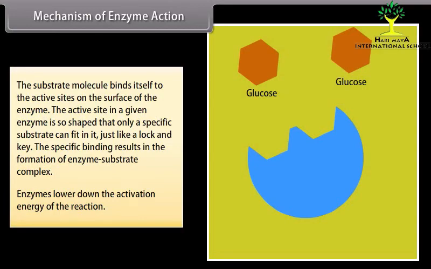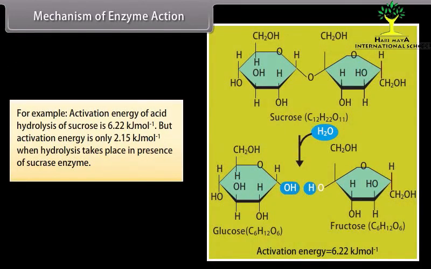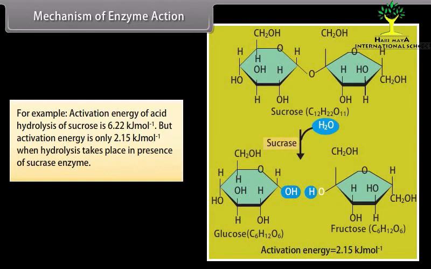Enzymes lower the activation energy of the reaction. For example, the activation energy of acid hydrolysis of sucrose is 6.22 kJ per mole, but the activation energy is only 2.15 kJ per mole when hydrolysis takes place in the presence of sucrase enzyme.